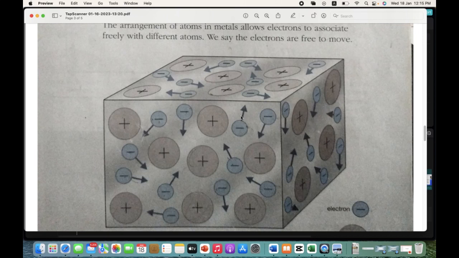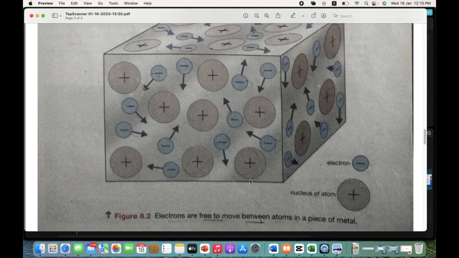They're free to move in a metal. You can see they have an arrow. All the electrons, all the negative, they carry an arrow, meaning they're free to move. The positives are the protons. They are fixed in the nucleus. They don't move. But the electrons have arrows, showing that they are free to move.